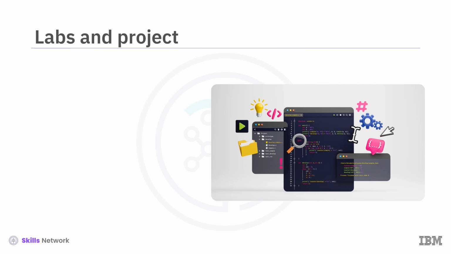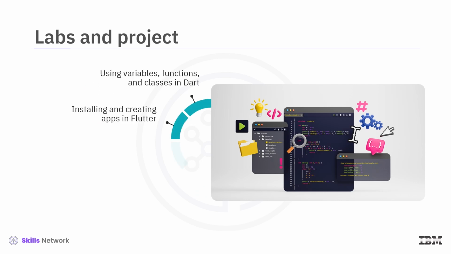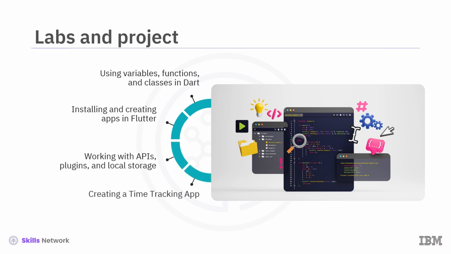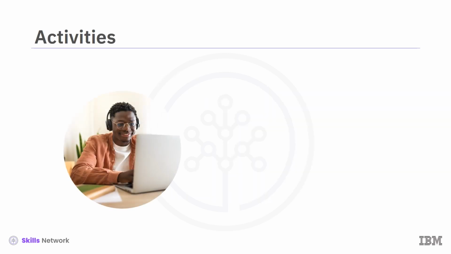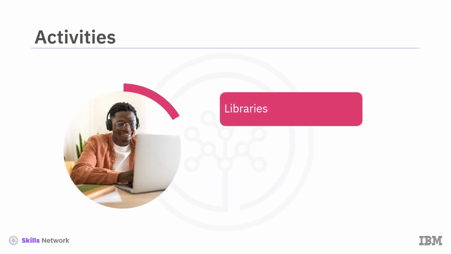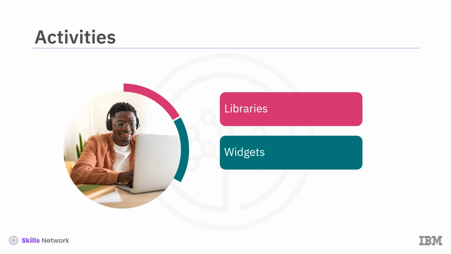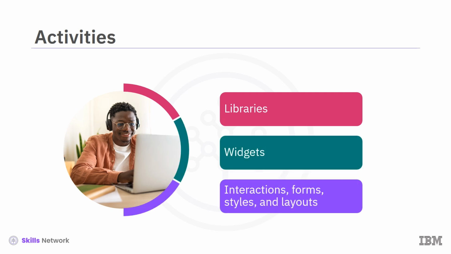By completing the labs and the project, you gained practical exposure to the following topics: using variables, functions, and classes in Dart, installing Flutter and creating a basic Flutter app, working with APIs, plugins, and local storage, and creating a time-tracking app. The course also included engaging activities that allowed you to explore the libraries in Dart, the widget catalog in Flutter, creating interaction, forms, styles, and layouts for Flutter apps.